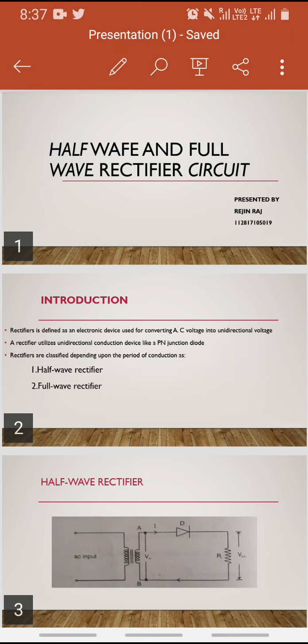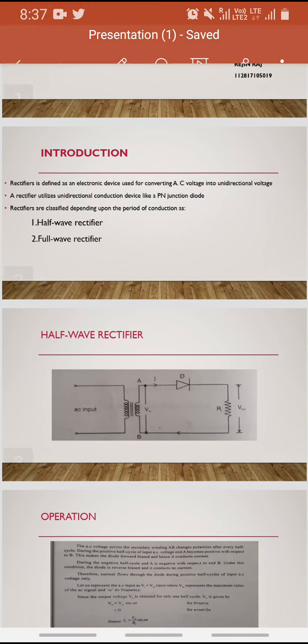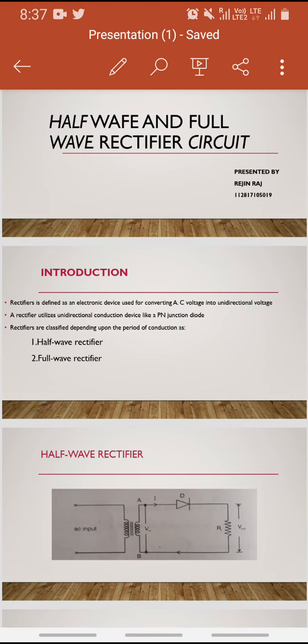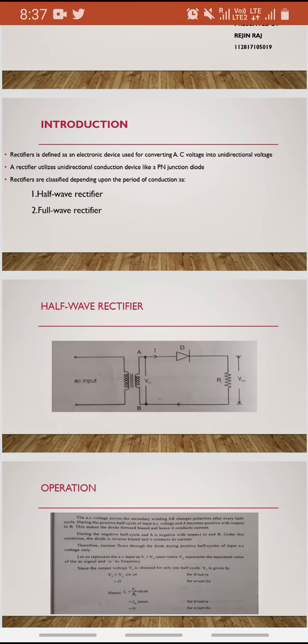Today we are discussing rectifiers, half wave and full wave rectifiers, and this circuit. First, rectifiers. In the previous semester we already studied rectifiers, the device which converts AC voltage into unidirectional voltage. There are two types of rectifiers: half wave rectifier and full wave rectifier.